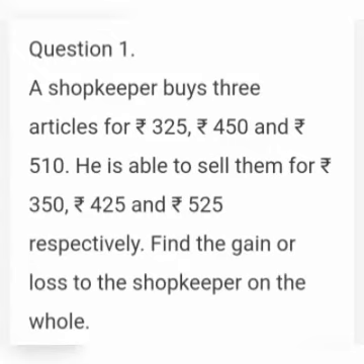Hello kids, today we are going to see exercise 3.2, question number 1. The question is: a shopkeeper buys 3 articles for rupees 325, 450, 510. He is able to sell them for rupees 350, 425, 525 respectively. Find the gain or loss to the shopkeeper on the whole.